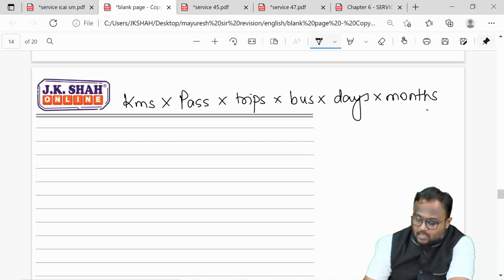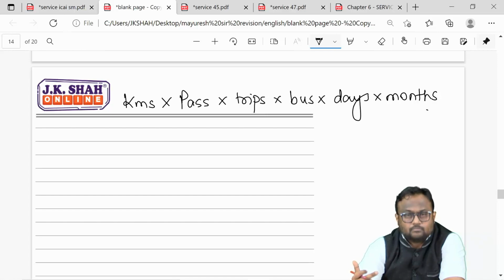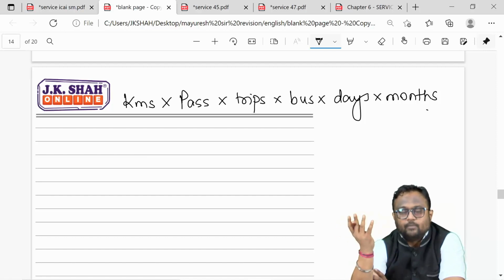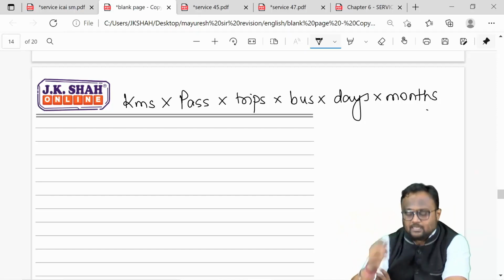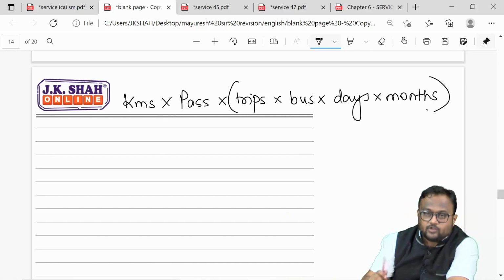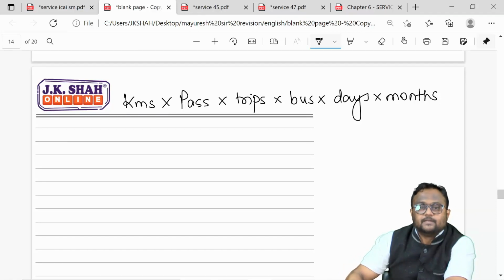That doesn't matter. If it is on monthly basis, then apply by 30 days. If it is on an annual basis, into 30 or 25, whatever they say per month, into 12 months. For 6 months, if they ask, multiply by 6 months. See, this part is subjective. This will be decided by the question. This is what you are supposed to do. Kilometers into passengers into trips into bus into days into months. Your work is done.